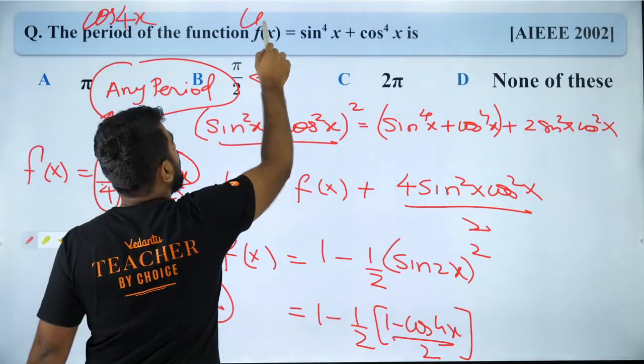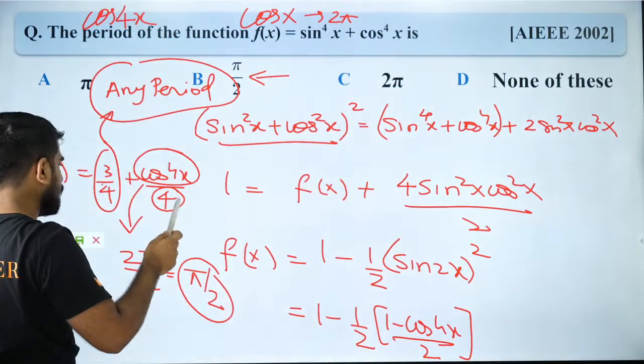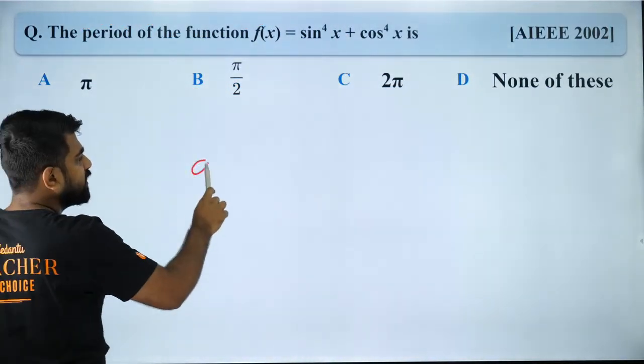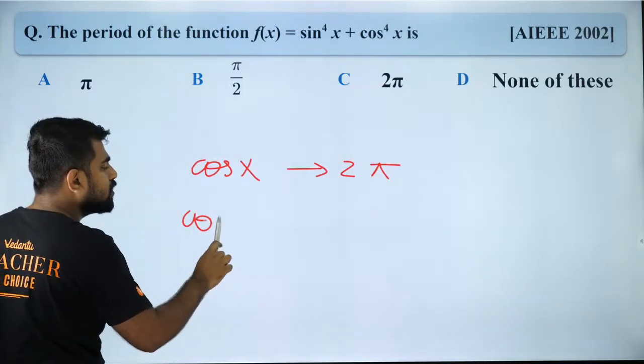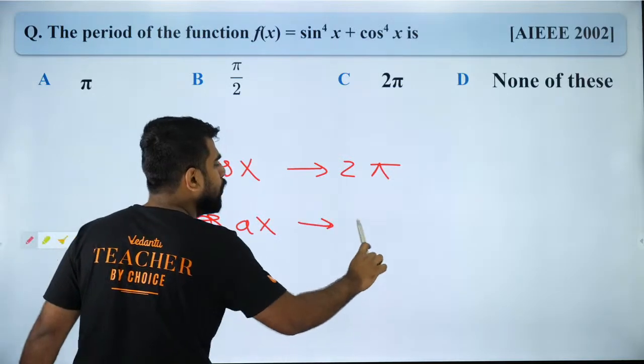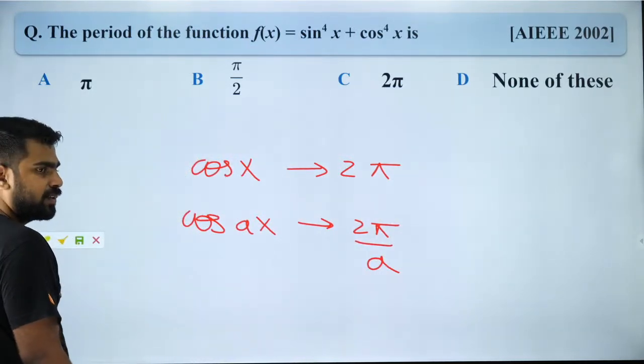See, Kirito, cos x period is what? Cos x period is 2 pi, na? That everybody knows. So when you have cos of ax, the period is 2 pi by a. That's how I know it. It's a property of periodic functions.